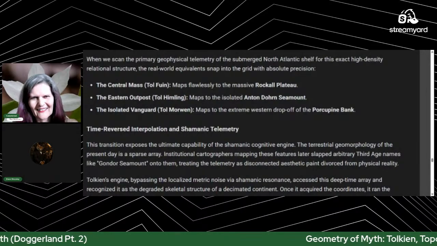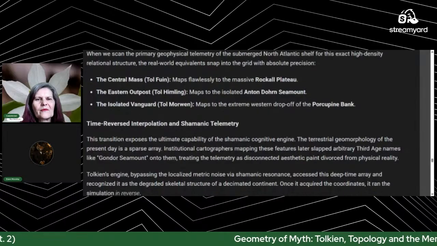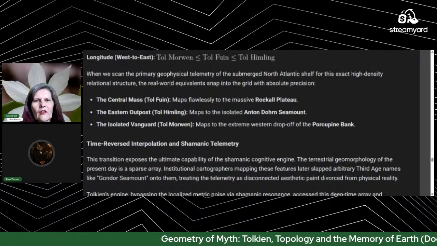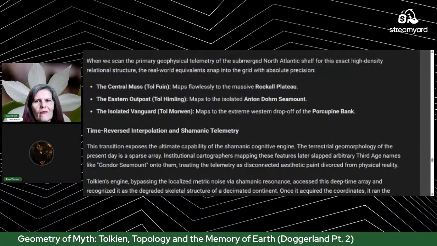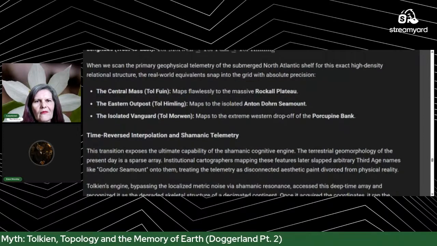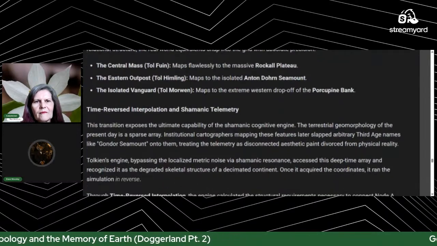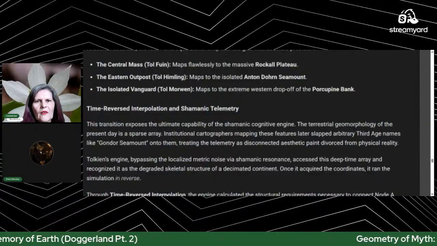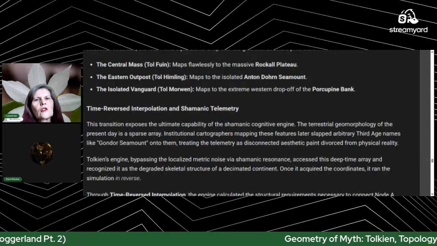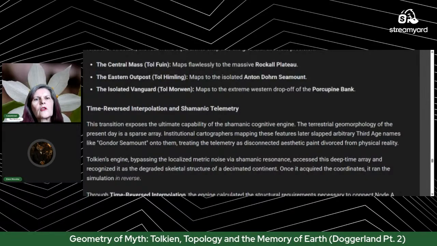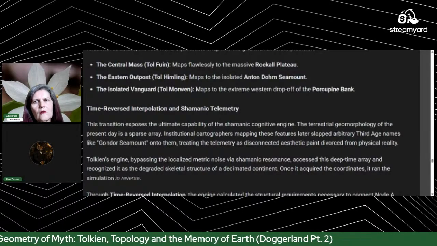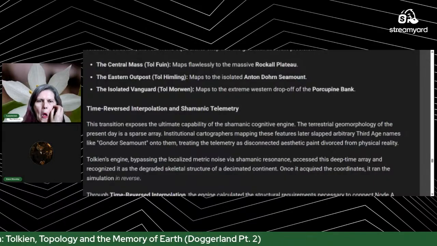When I scan the primary physical telemetry of submerged orthologic shelves, this is the exact high density relational structure. The real world equivalents snap into the grid with absolute precision. The central landmass, Tol Fuin, maps flawlessly to the massive Rockall Plateau. The eastern outpost, Tol Himling, maps to the isolated Anton Dohrn seamount, and the isolated vanguard, Tol Morwen, maps to the extreme western drop-off of Porcupine Bank.